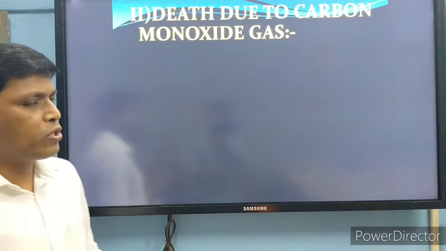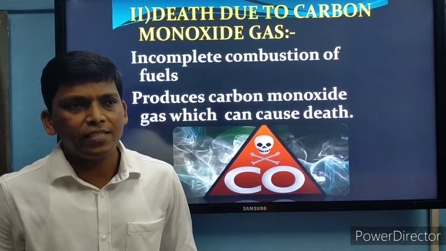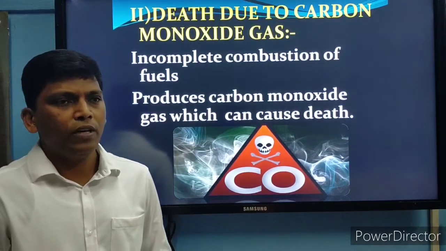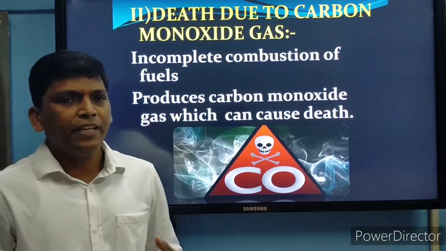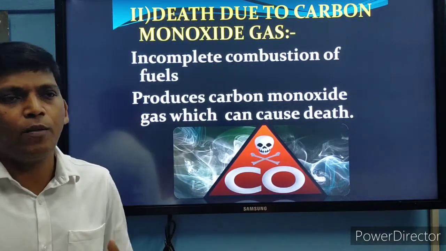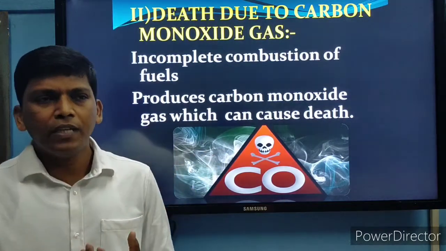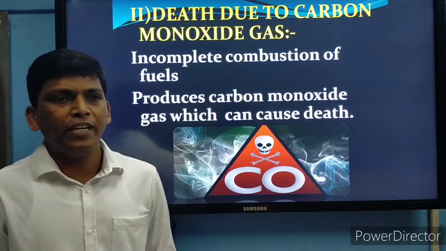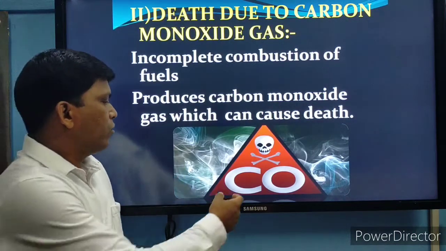Next, death due to carbon monoxide gas. Carbon monoxide is a very poisonous gas, and it is released due to the burning of fossil fuels like coal, petrol and diesel. When we inhale this gas, it reduces the oxygen carrying capacity of our blood, and it causes suffocation. So in a closed room, if we burn coal or charcoal and sleep, due to release of too much carbon monoxide gas, it may cause death also. That's why we should avoid this.